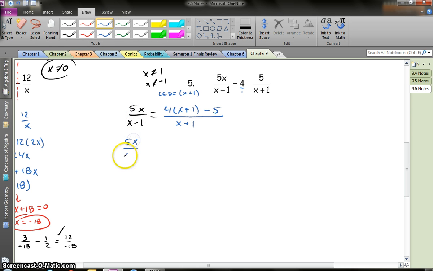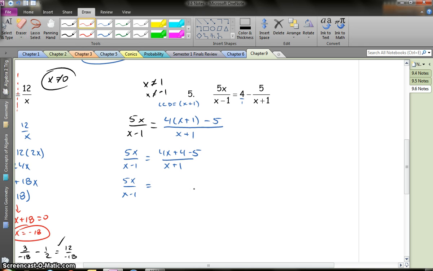So the left's going to stay the same over here. Going to distribute my 4 to get 4x plus 4 minus 5 over x plus 1. And I'm left with 4x minus 1 over x plus 1. Okay, so I'm going to take it up here just to give ourselves some more space. And I have 5x times the quantity x plus 1 equal to x minus 1 times the quantity 4x minus 1.